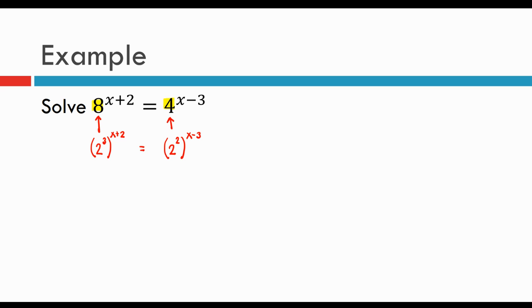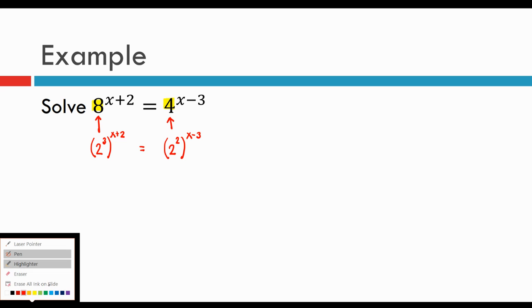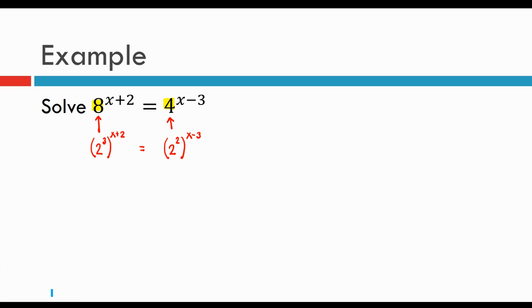Now notice that they have the same base of 2, but inside the parentheses, there's another exponent now. If you think back to your properties, when we are dealing with a power raised to a power, that means multiplication. So because the bases are now the same, I can ignore the base of 2, but I have to think of this as 3 times x plus 2, because a power to a power means multiplication. And that's going to equal 2 times x minus 3, because once again, power to a power means multiplication.